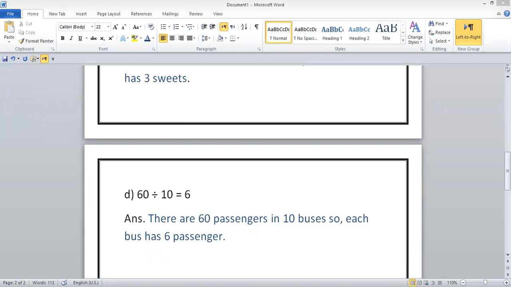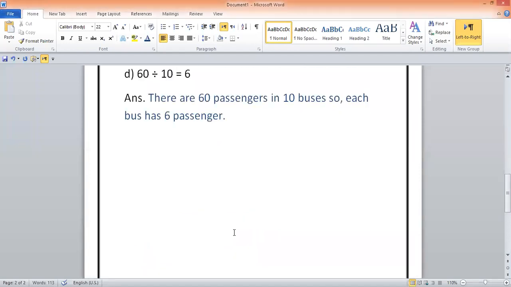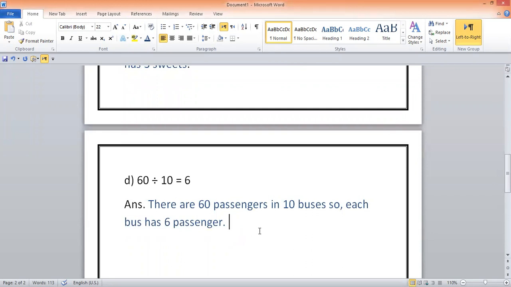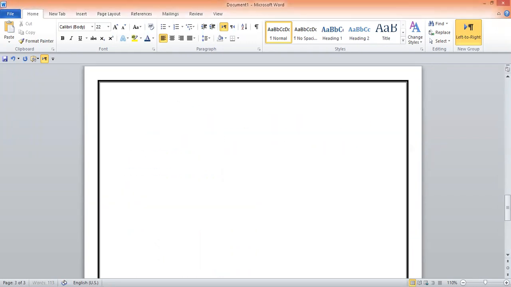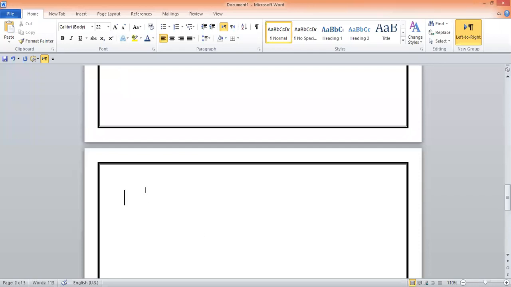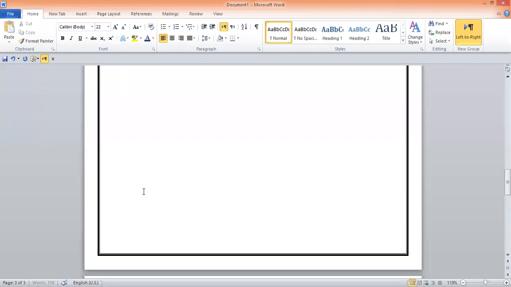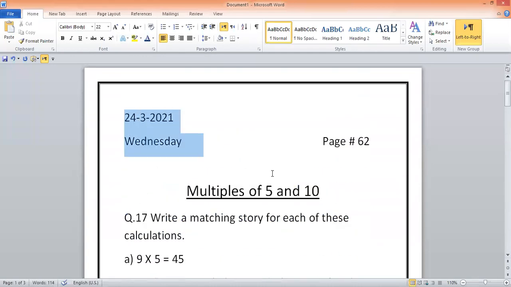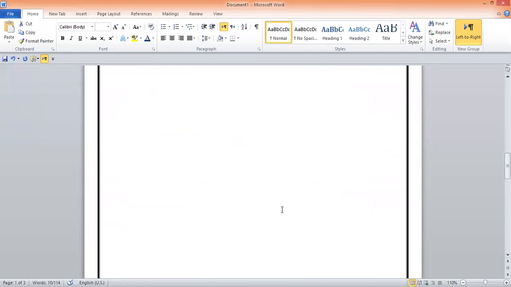Guys, did you finish writing? Very good. Guys, now we are going to start a new topic, days and weeks, which is on page number 68. So we are going to write some basic facts in the notebook, starting from a new page, guys. Don't write from the same page. Again, I'm writing the same thing: date, topic name, page number, but start from a new page.